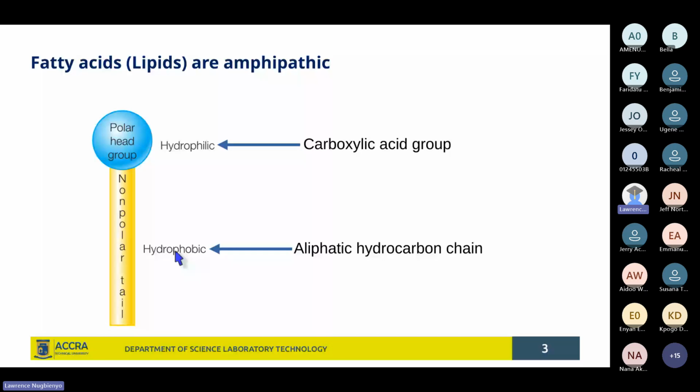That part is hydrophobic. So here again, you can see why it's referred to as a fatty acid, because you can see that the hydrophilic end is a carboxylic acid group, and the hydrophobic part is a non-polar tail, which is an aliphatic hydrocarbon chain. So hydrophobic is a fat. The fat is insoluble in water. So you have a fatty acid structure of that nature, which we say is amphipathic.